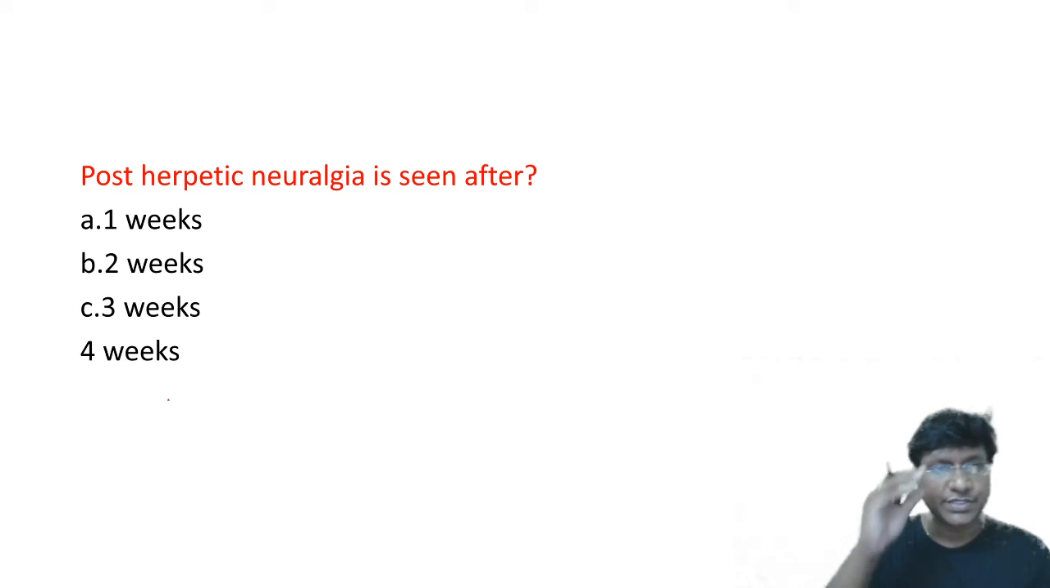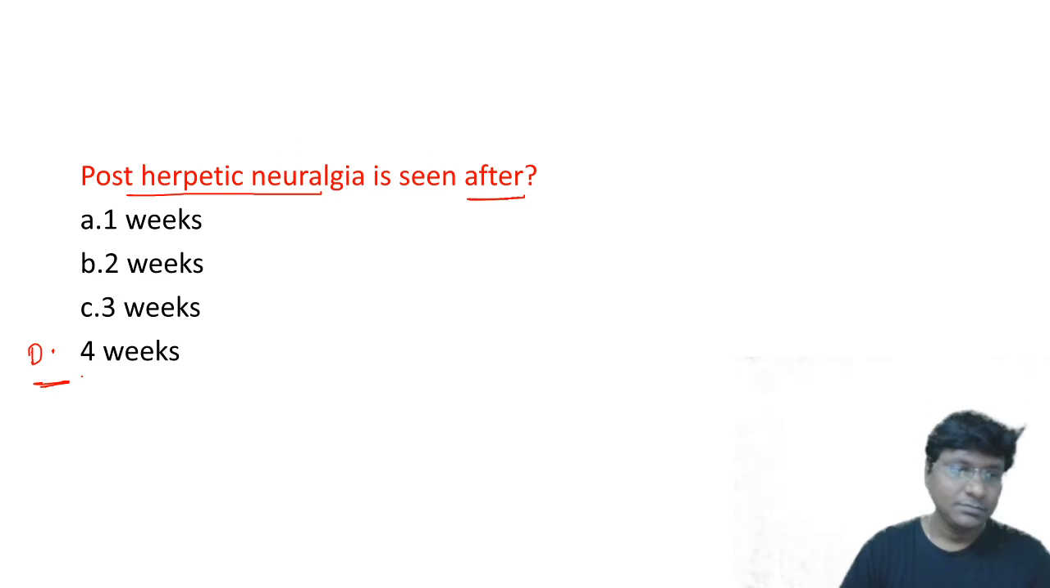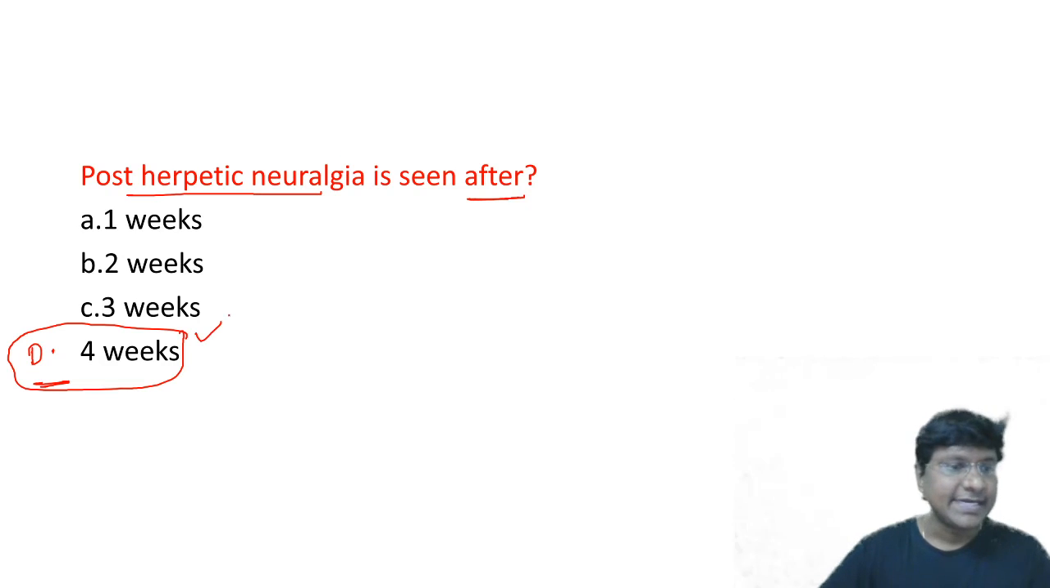Now, take the next question. Post-herpetic neuralgia is seen after 1 week, 2 weeks, 3 weeks, 4 weeks. Excellent. So when do we use the word post-herpetic neuralgia? When the vesicles formed along the dermatomal distribution persist after 4 weeks. That is the point when we use the word post-herpetic neuralgia. So post-herpetic neuralgia is seen after 4 weeks.